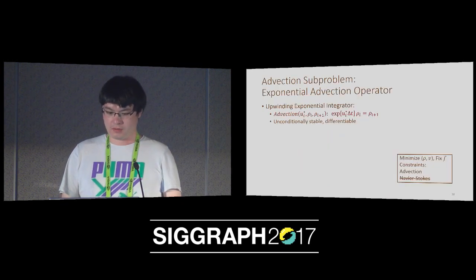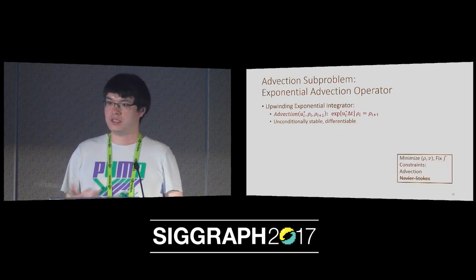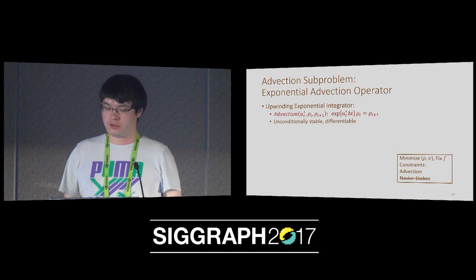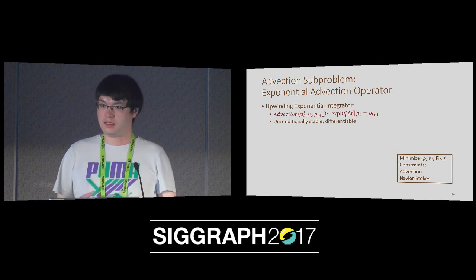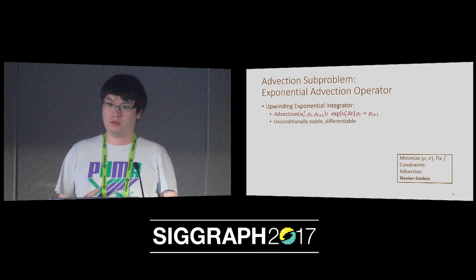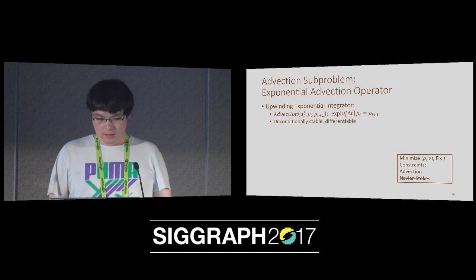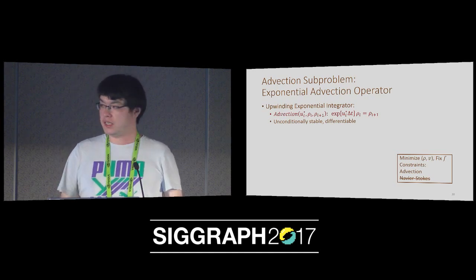The remaining problem is to solve the other, advection problem. This is much easier. There are no actual dynamics happening in this problem. But we still use a little bit of a trick here. We want to introduce a new realization of the advection operator. Our operator should be unconditionally stable, and it's easily differentiable so that we can do optimization using very large time step size to save the number of variables we want to search for. This is why we use this upwinding exponential integrator.